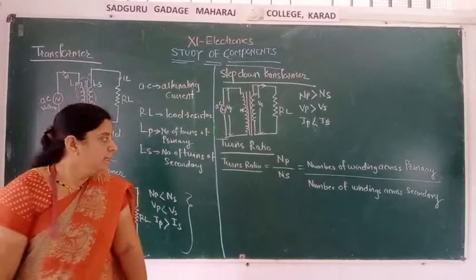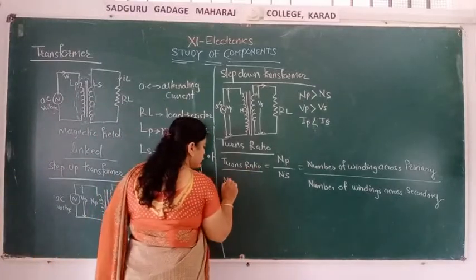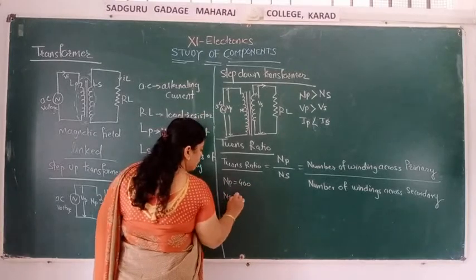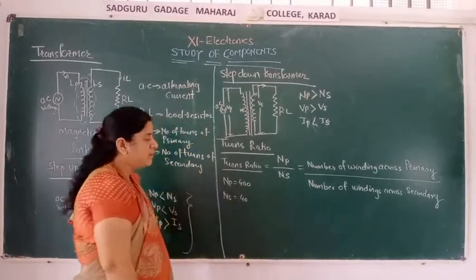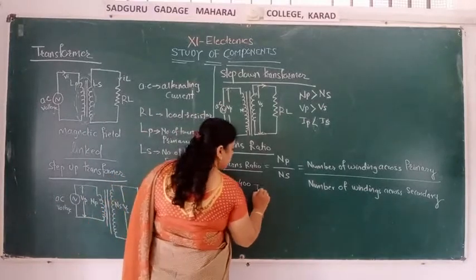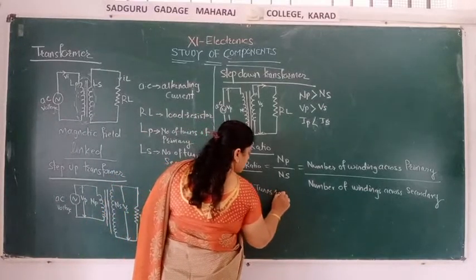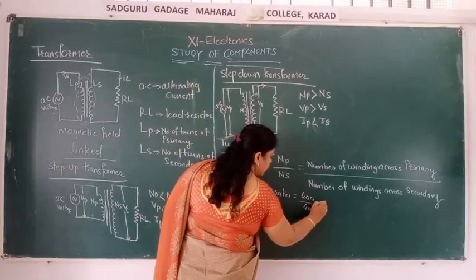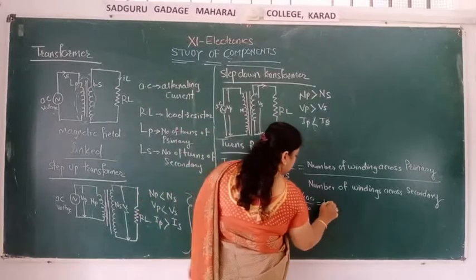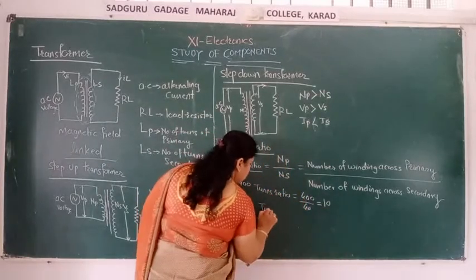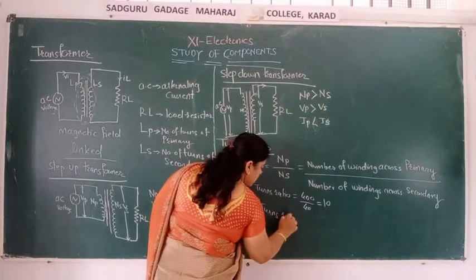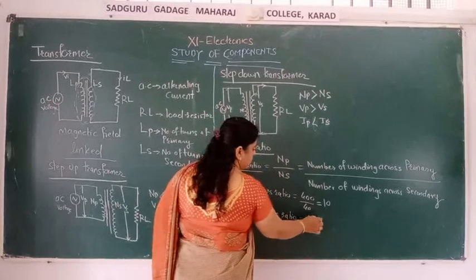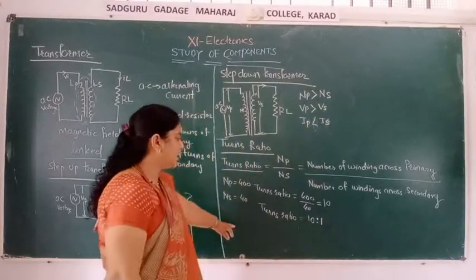If suppose the value is given, NP is 400, then NS is equal to 40, then what will happen here? What will be the turns ratio? Then turns ratio will be 400 upon 40, which is equal to how much? 10. So we can write here the turns ratio like this form. Turns ratio will be 10:1. Like this we can write.